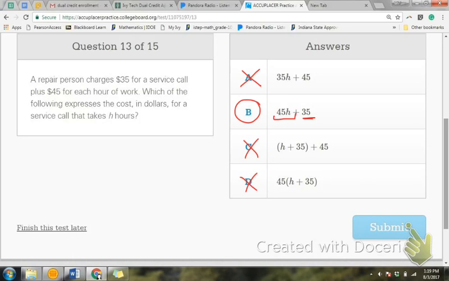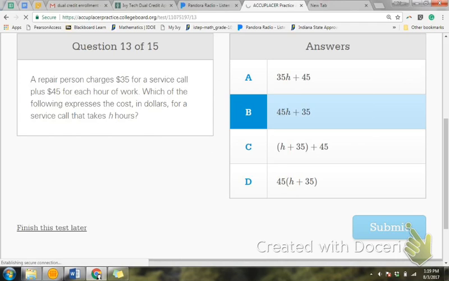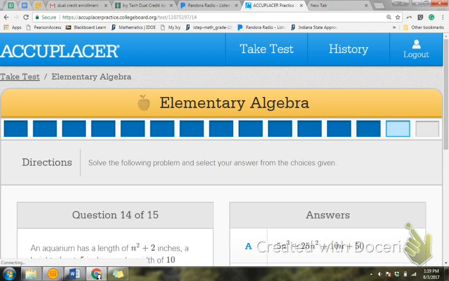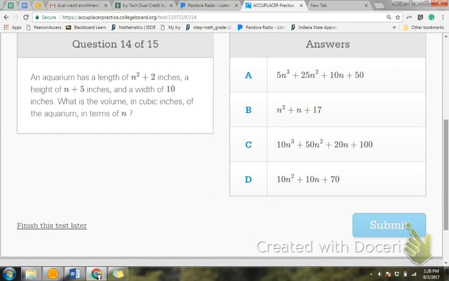Oh, we didn't have to solve. Did you see any of those were solved out? Well, the other way you can do it says which following expresses, so it's an expression. You didn't have to solve it. There's nothing to solve because there's no equal sign in the problem, guys.